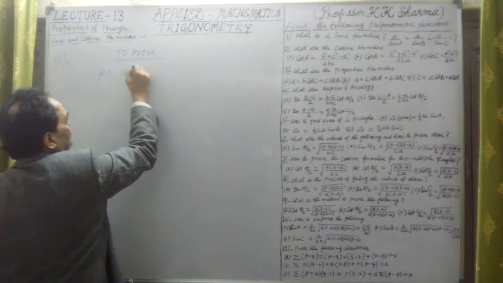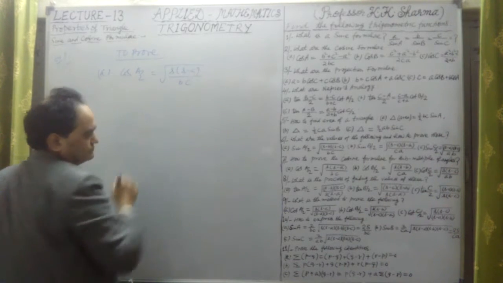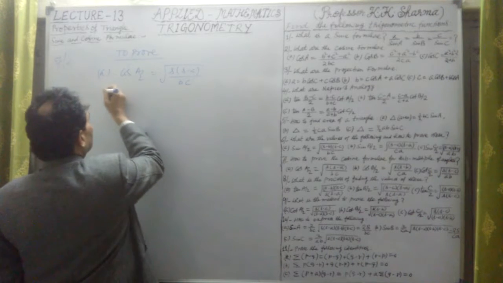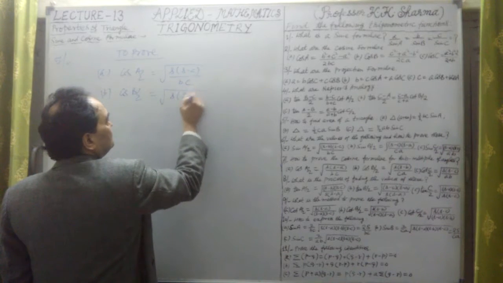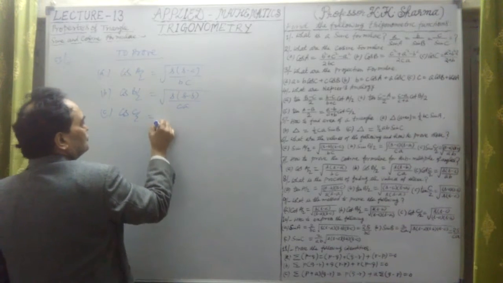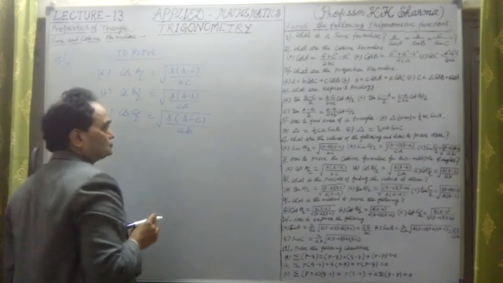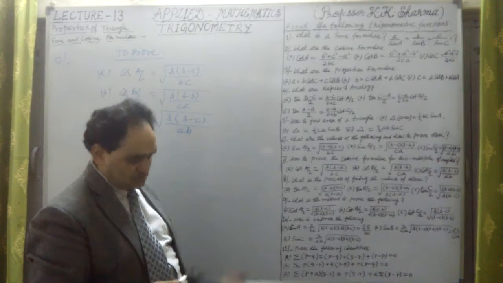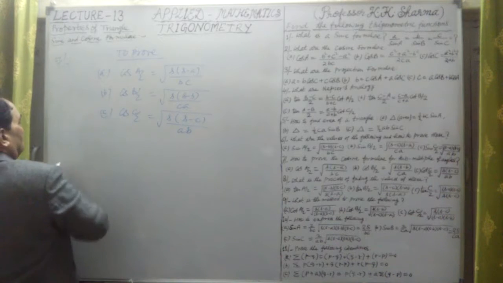We have to prove that cos A by 2 will be under root of s into (s minus a) upon bc. This is cos A by 2. And the B part: we have to prove that cos B by 2 equals under root of s into (s minus b) upon ca. And this is the C part: cos C by 2 is equal to under root of s into (s minus c) upon ab. These three we have to prove, in terms of cos A by 2. Okay, let us take one by one. Again, solution here.